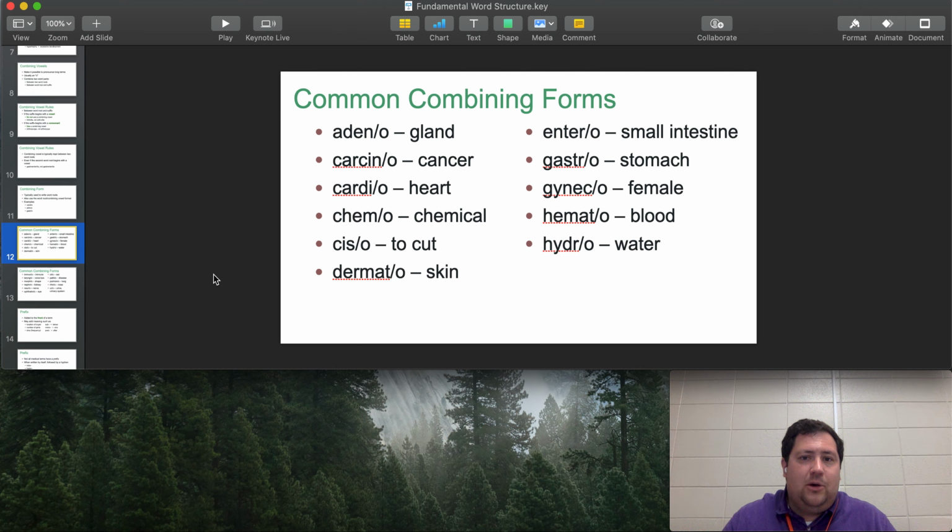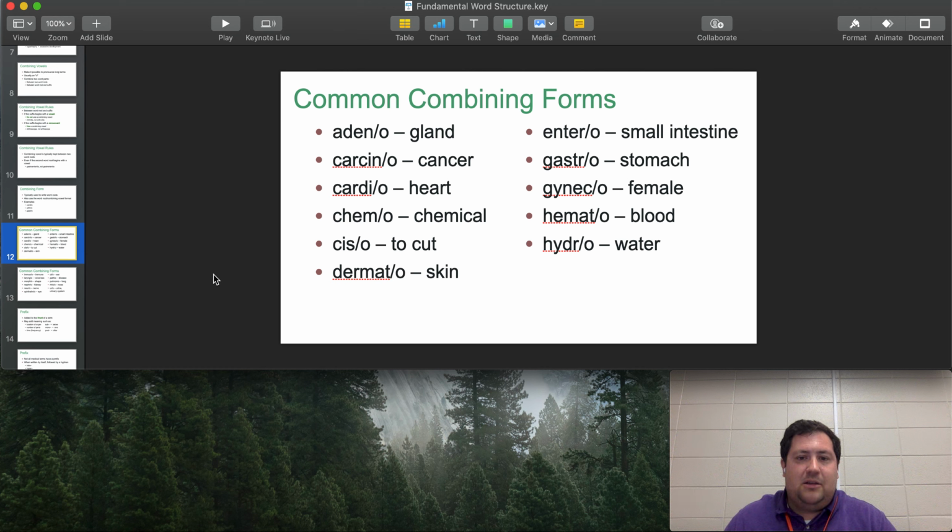So, adeno means gland. Carcino is cancer, so if you had like a carcinogen, that is a cancer-causing agent, because we talked the other day about gen, G-E-N, means formation or creation of. So carcinogen is something that creates cancer. Cardio is heart. Chemo is chemical. So if somebody has cancer, they were exposed to a carcinogen potentially, then they have to go to chemotherapy, which is chemical treatment for your cancer. They're pumping your body full of chemicals to help kill the cancer.